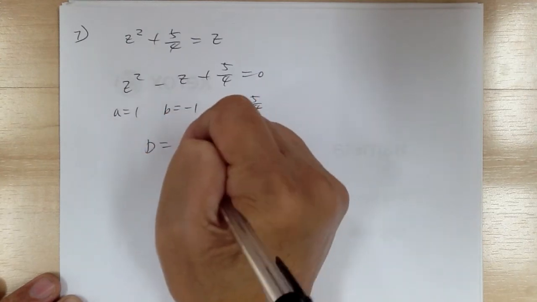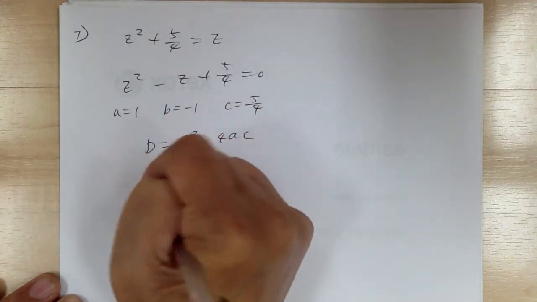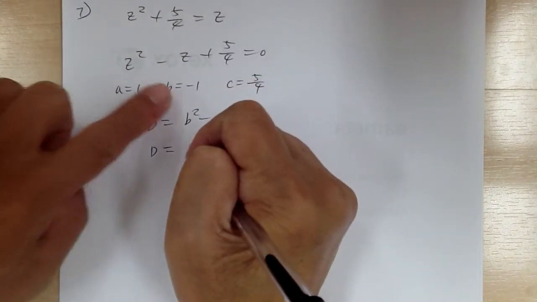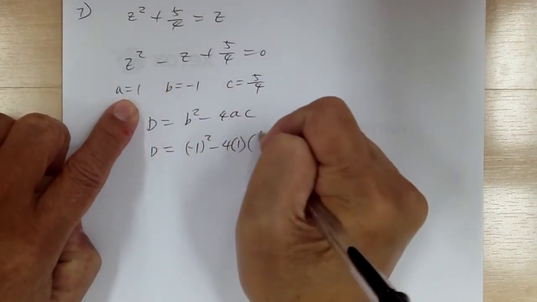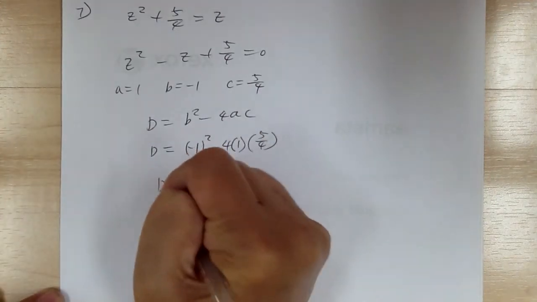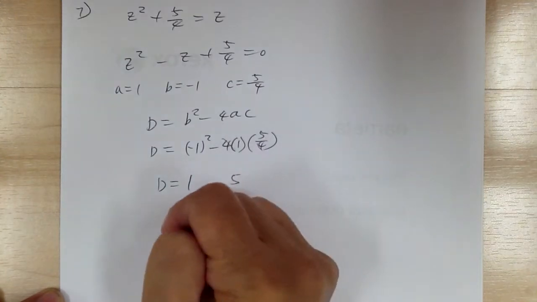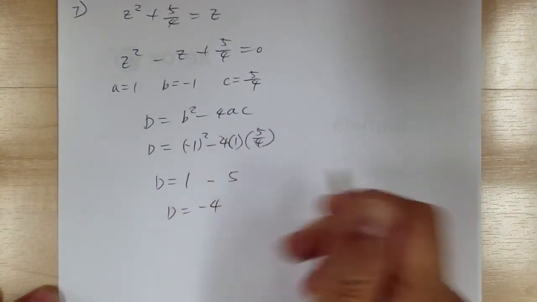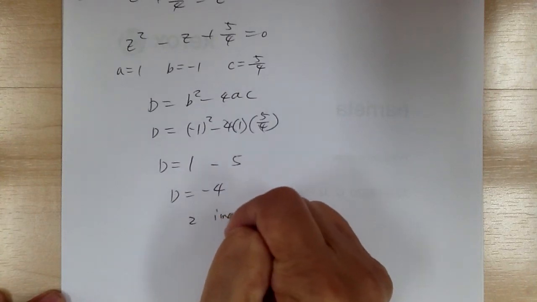So d equal to b squared minus 4ac. So d equal to negative 1 squared minus 4ac. So d equal to 1 minus, this cancels out, minus 5. So d equal to negative 4. Okay, so again, this one is going to be 2 imaginary roots.